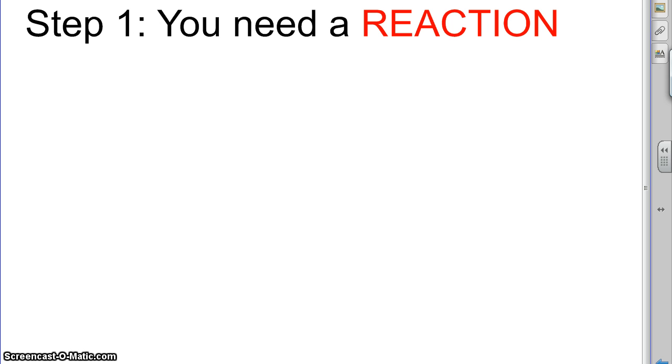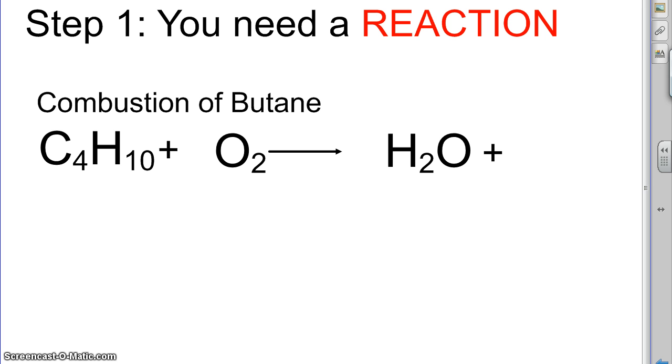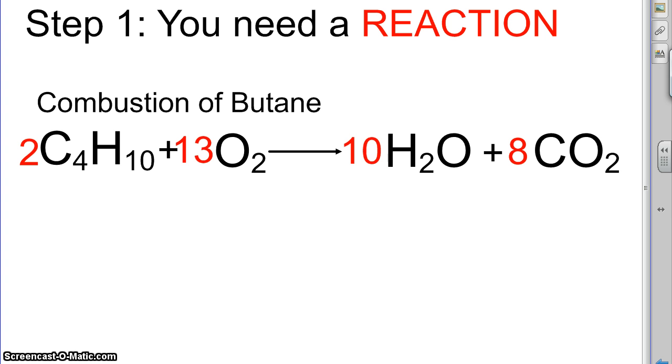So the first step, of course, is that you need a reaction, just like before. No changes there. So the combustion of butane reaction: butane plus oxygen yields water and carbon dioxide. You've got to balance it. There we go. And I suppose I should let you pause until you have that all down.